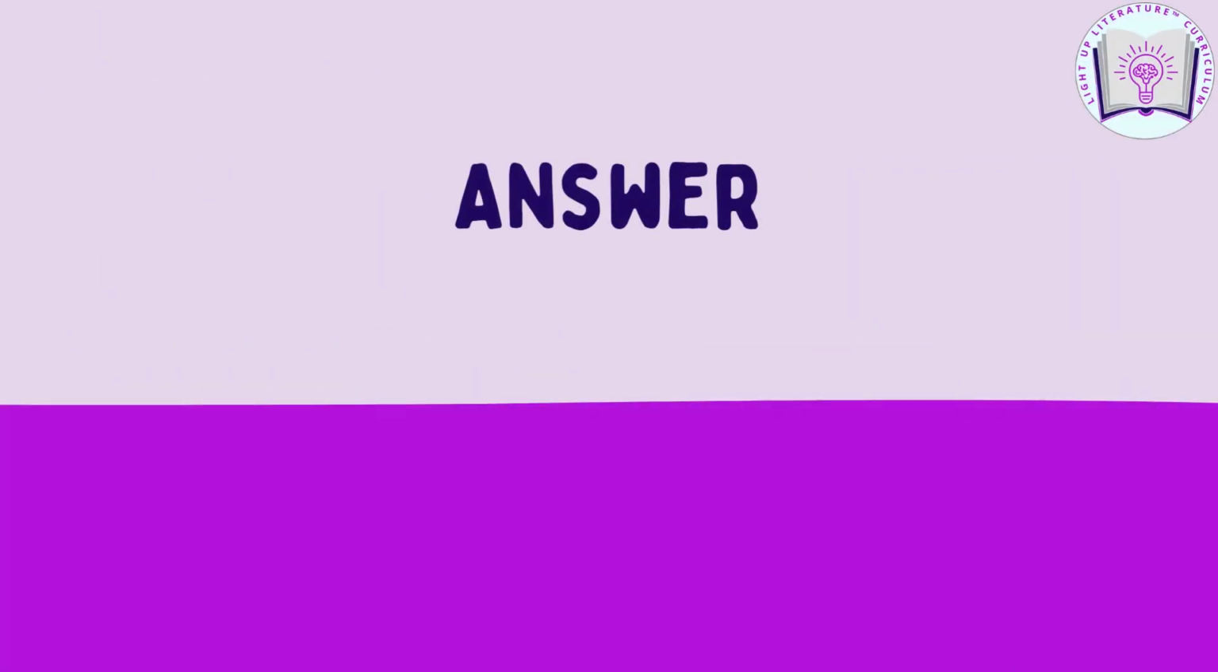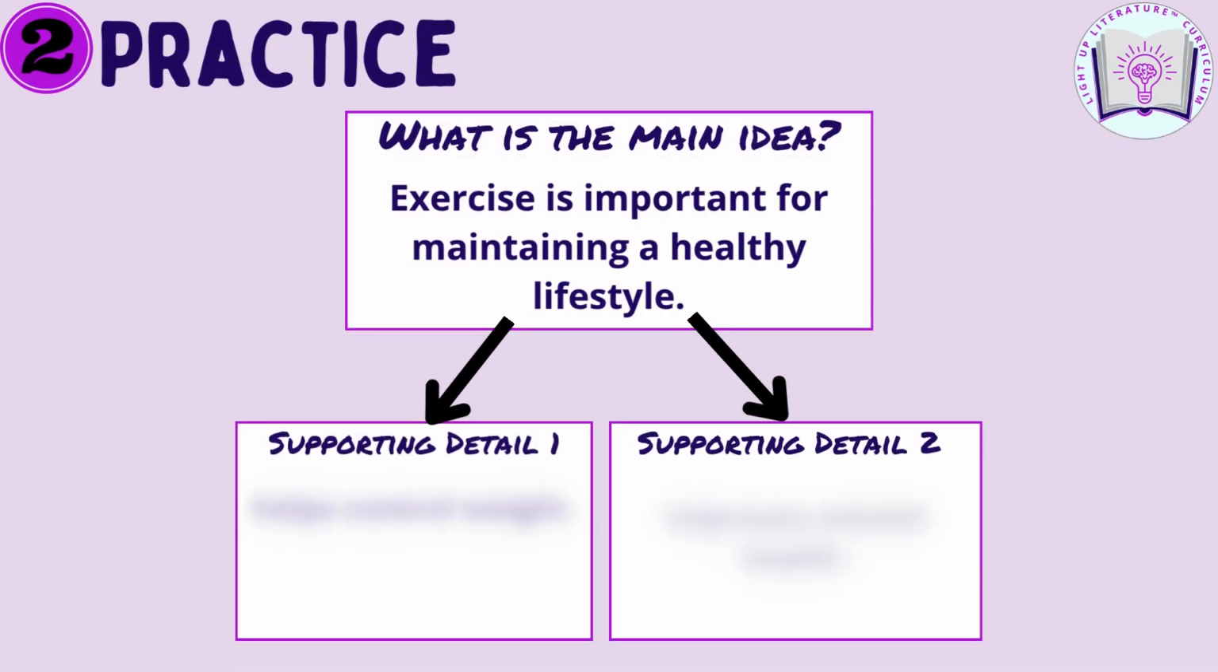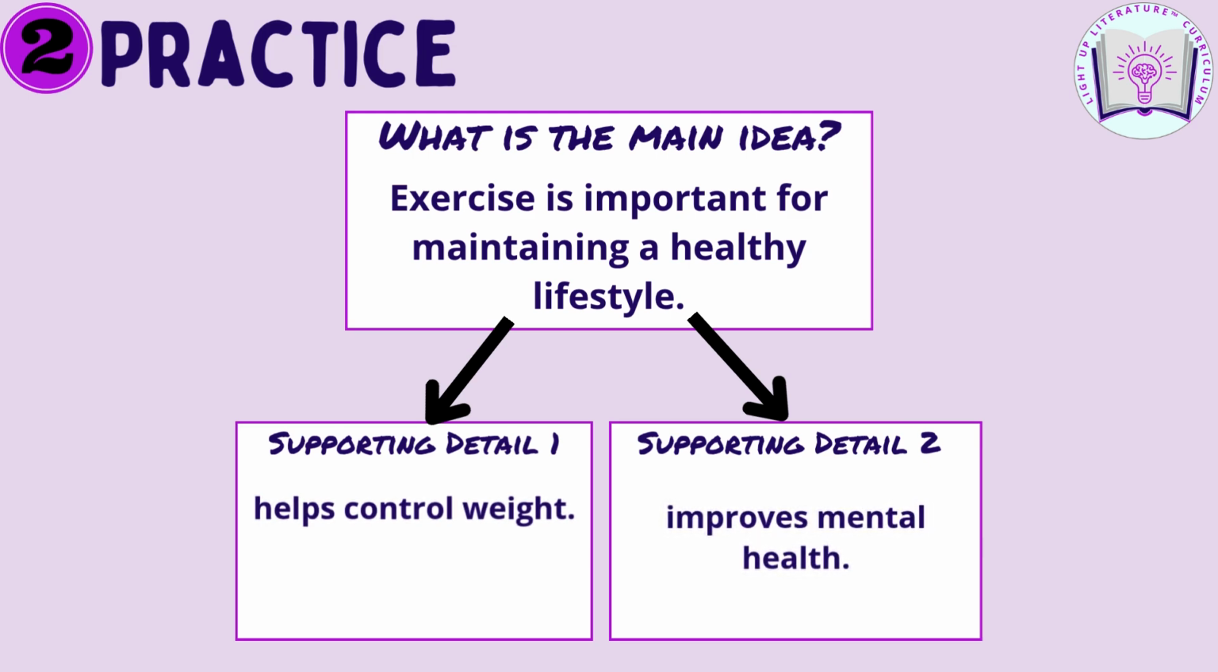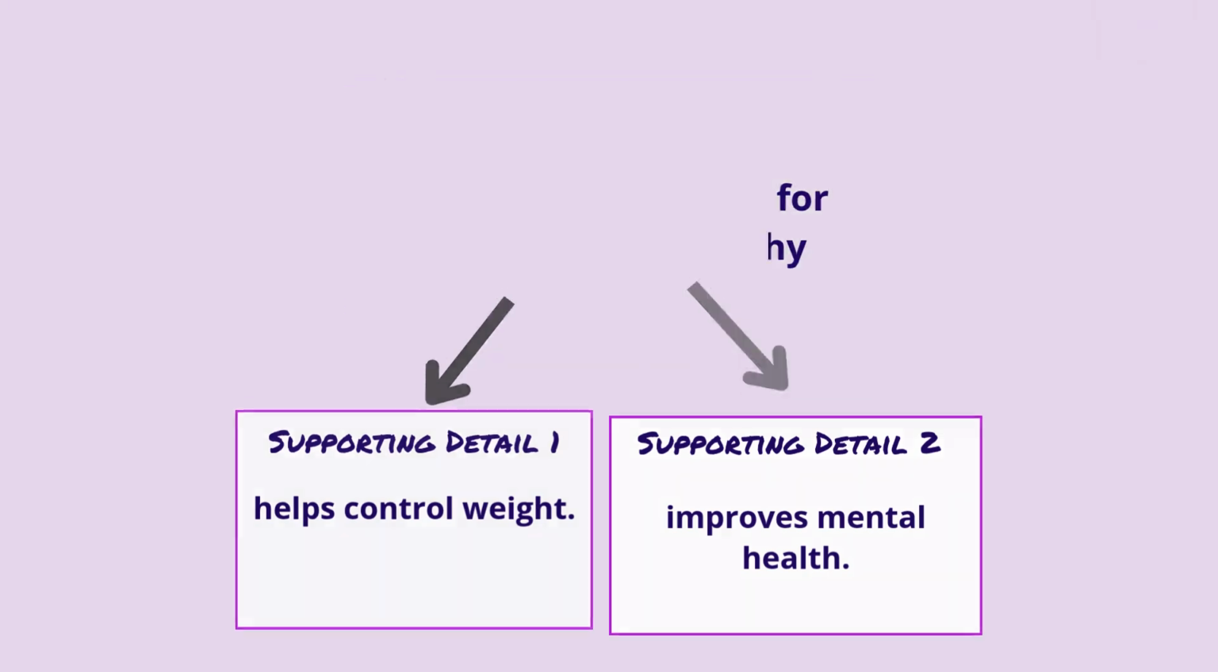What is the main idea of this passage? Then choose two supporting details. Pause here to work out the problem. Here are the answers. The main idea is exercise is important for maintaining a healthy lifestyle. Two supporting details include it helps control weight and it improves mental health.